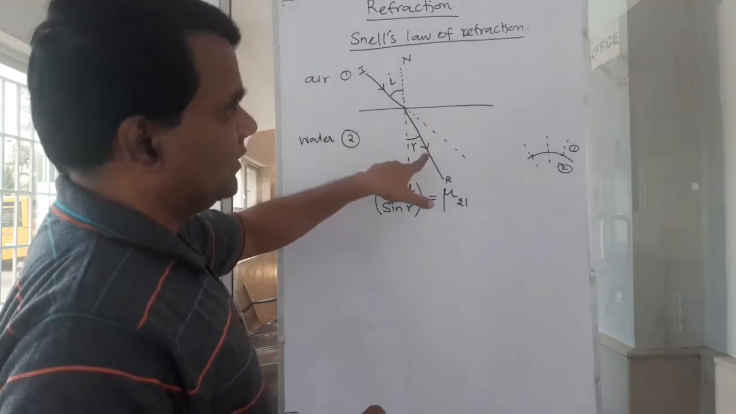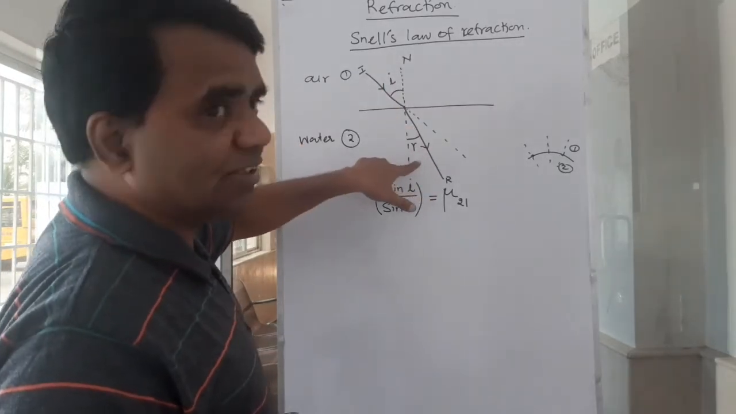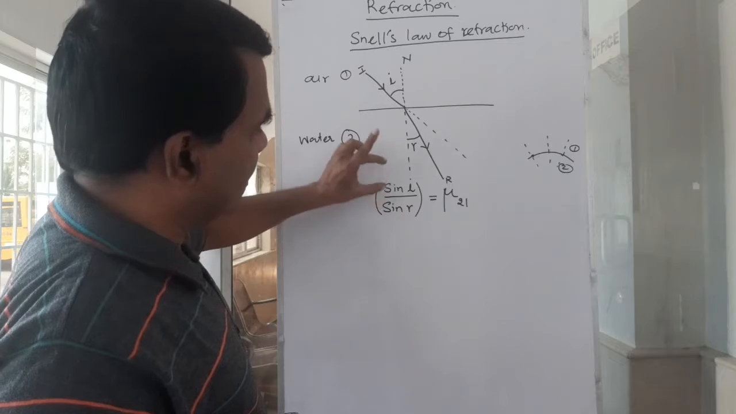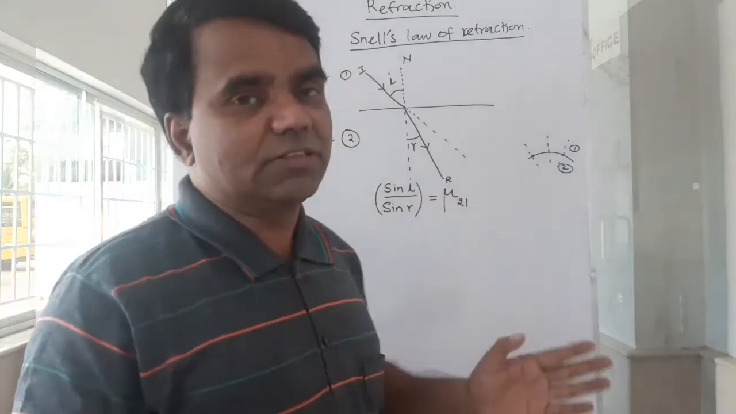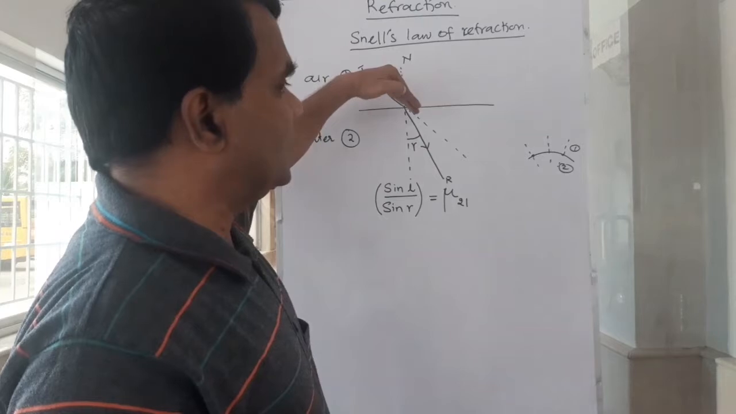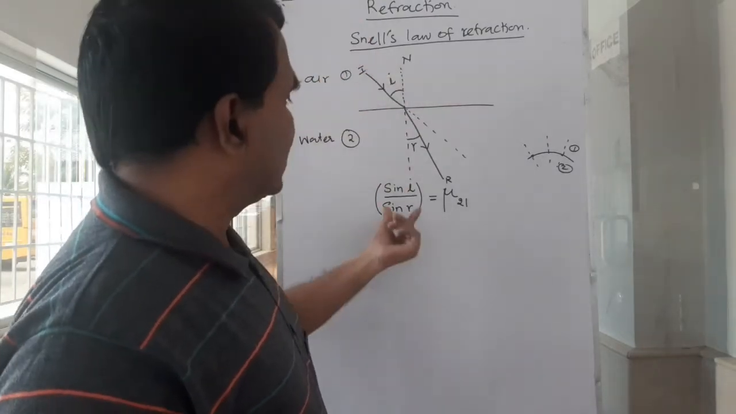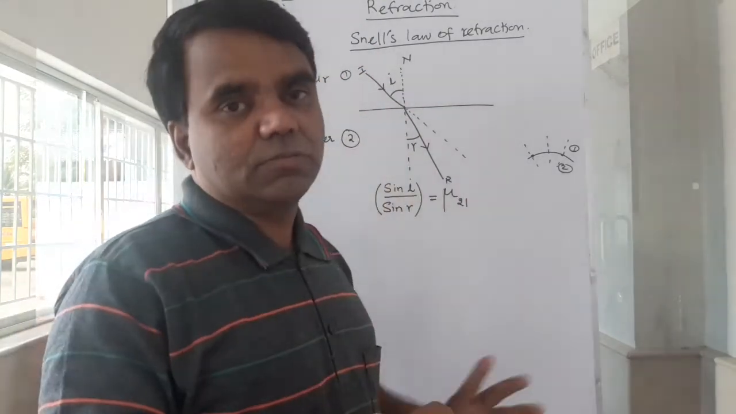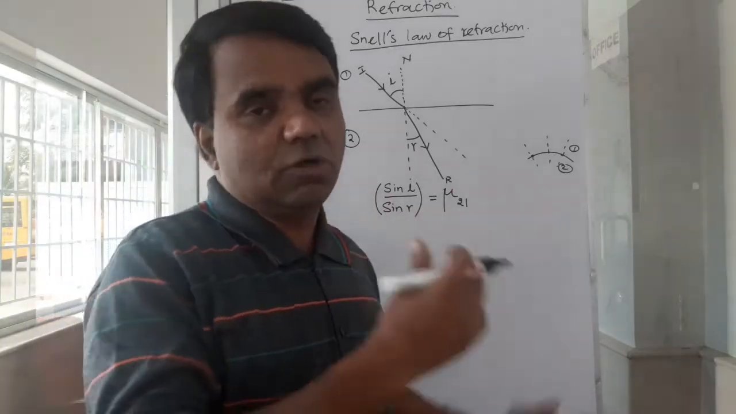If it is 30, then it can have some value. If it is 45, then this value will adjust in such a way that sin I by sin R will be the same in both cases. Whether I hit it with 33 degrees or 45 degrees, sin I by sin R will be a constant. So this is what is called Snell's law of refraction.